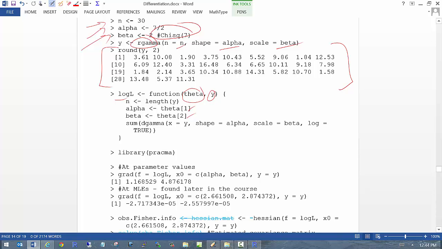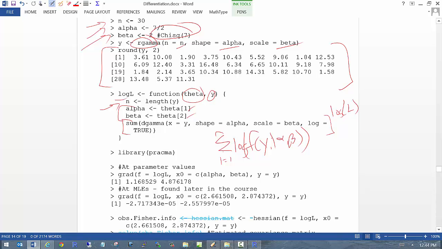So inside the function, I find n simply as the length of y, specify alpha and beta, and here's the important part right here. This is the log likelihood function. So this is log L. And the way I'm doing this is taking the sum, i equals 1 to n, of log of f of y given alpha, beta, rather than using some kind of simplified version of the log likelihood function.